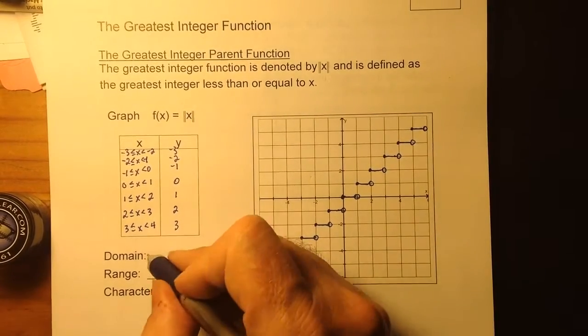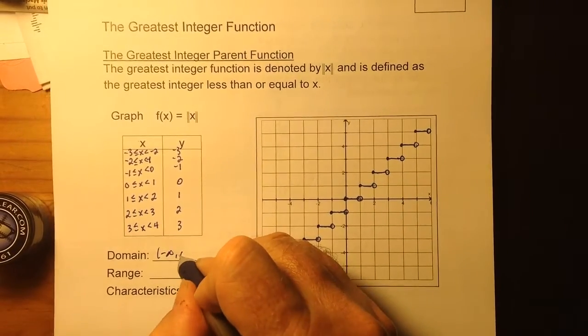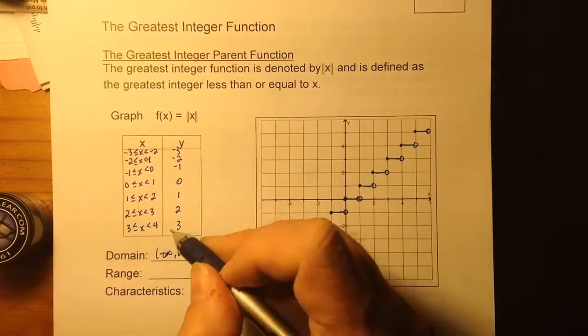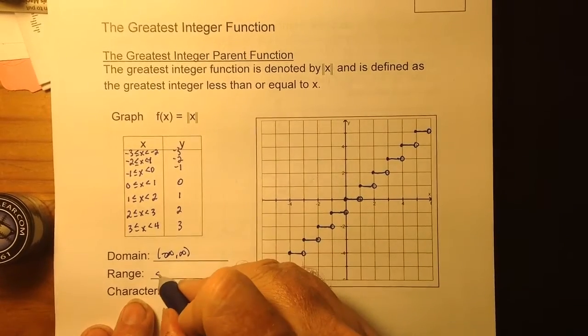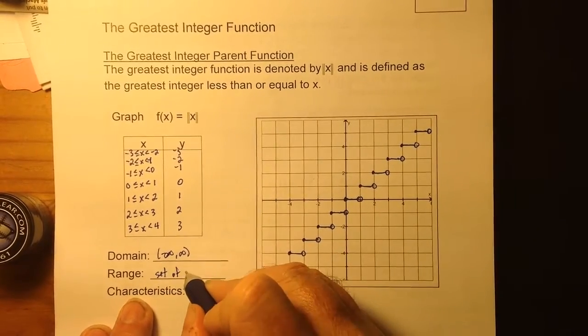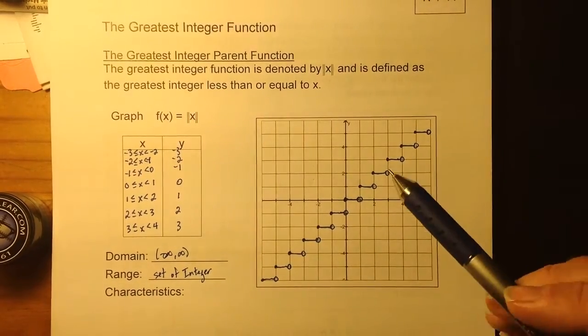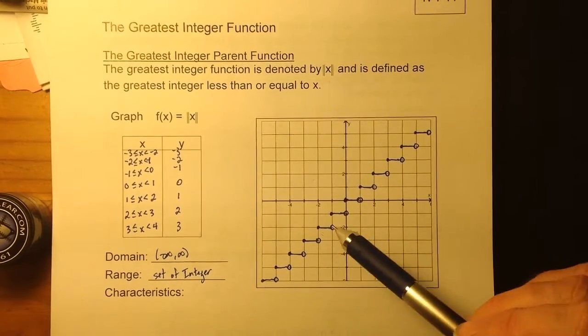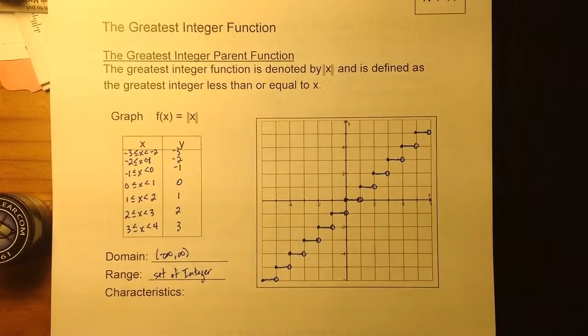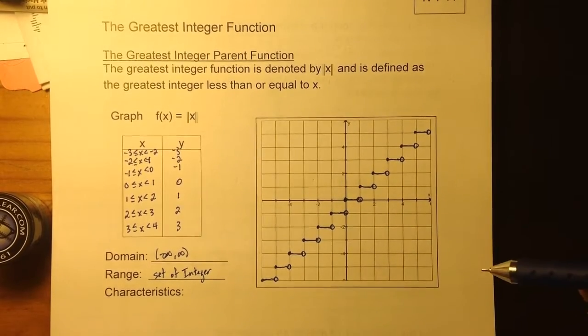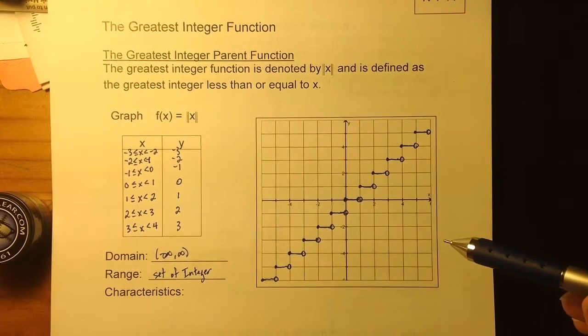Our domain is going to be all real numbers. Negative infinity, positive infinity. Our range is, I'm just going to write the set of integers. We talked about this last week. All right. My output is always an integer. It's negative 5, negative 4, negative 3, etc. all the way to infinity. Negatives and positives.